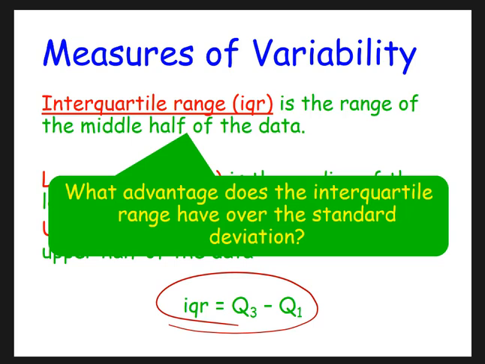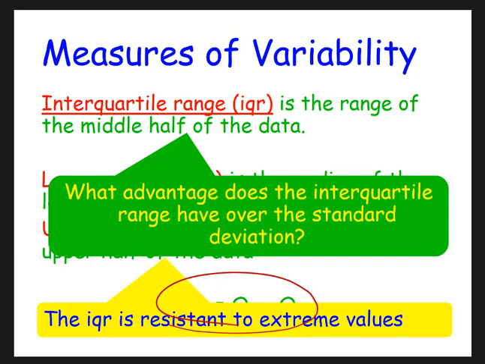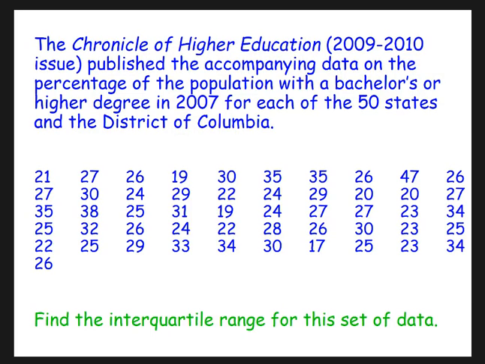What advantage does this have? Well, it eliminates those really extreme values on the outer ends. So if you have a really small or really large value, it does not affect the interquartile range.